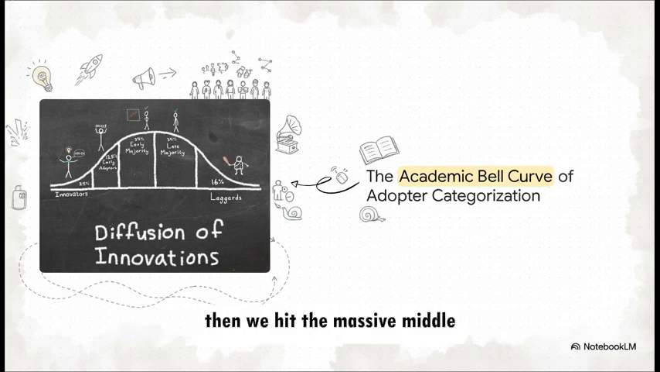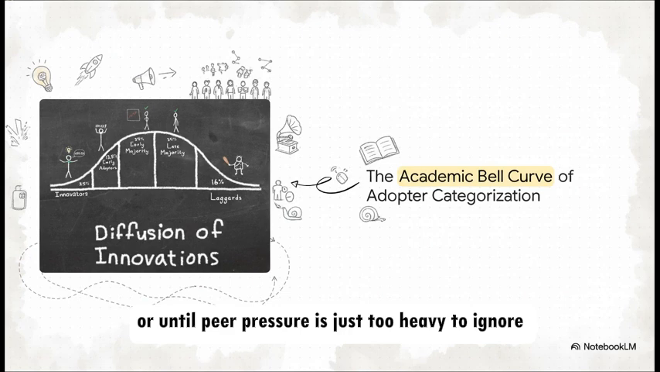Then we hit the massive middle. First, the early majority at 34%. These are your pragmatists. They need to see the innovators test the waters before they jump in. They're followed by the late majority, also at 34%. These are the more conservative folks who wait until a product is a proven necessity or until peer pressure is just too heavy to ignore.